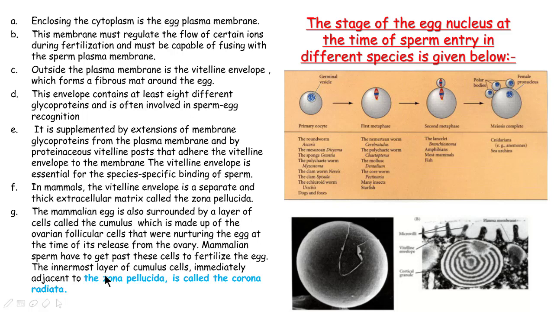The innermost layer of the cumulus cells immediately adjacent to the zona pellucida is the corona radiata. Okay, this is the plasma membrane and these are the microvilli. This is the vitelline envelope and these are the cortical granules.